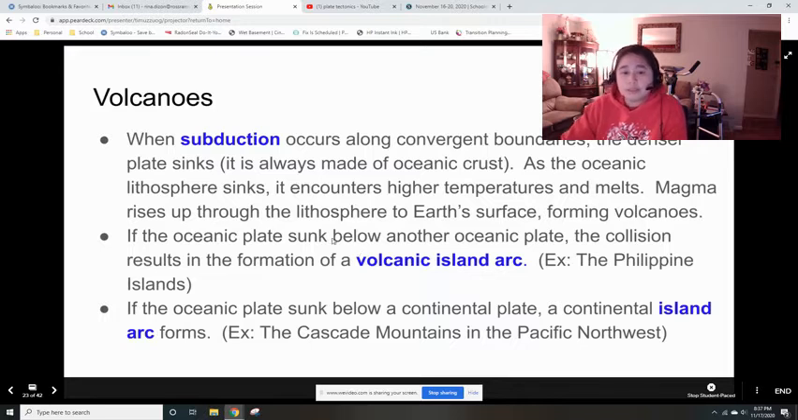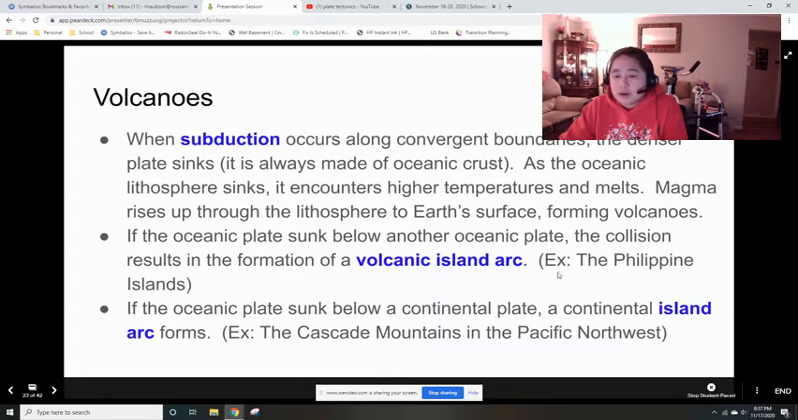You could have volcanoes. Again, this occurs when subduction occurs. The crust will sink into the lithosphere, forming a whole bunch of magma, and that magma is going to build up and eventually create a volcano.